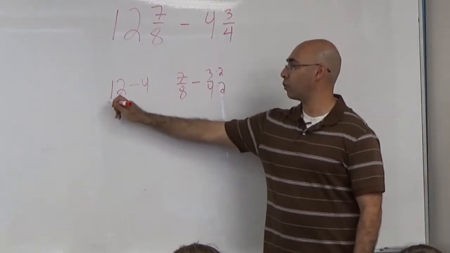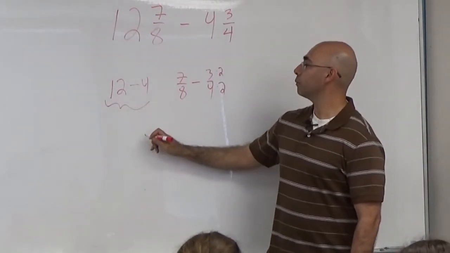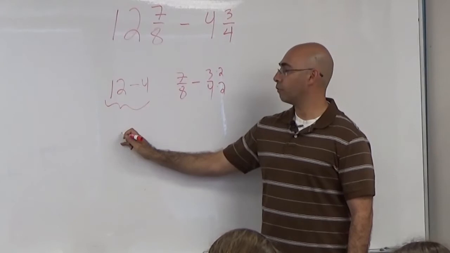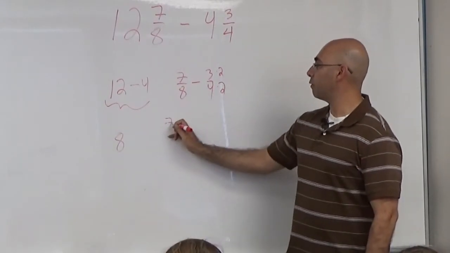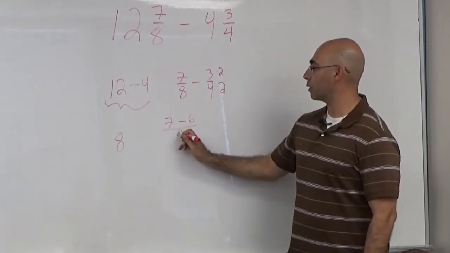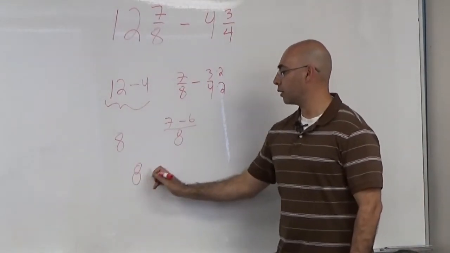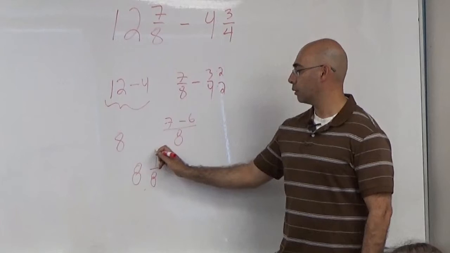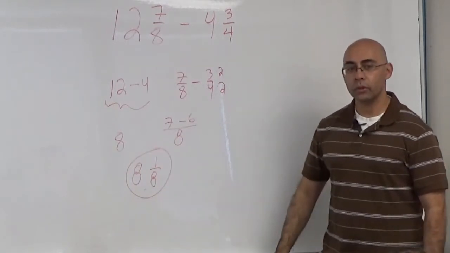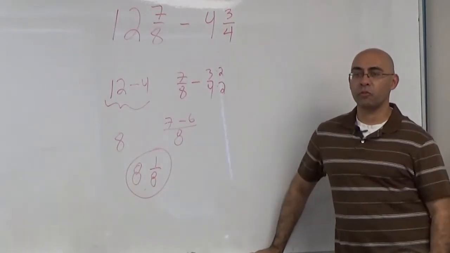So this becomes, well, what's 12 minus 4? 8. And then 7 minus 6 over 8. What's 7 minus 6? 1. So your final answer is 8 and 1 over 8. So you deal with the whole numbers separately from the fractions.